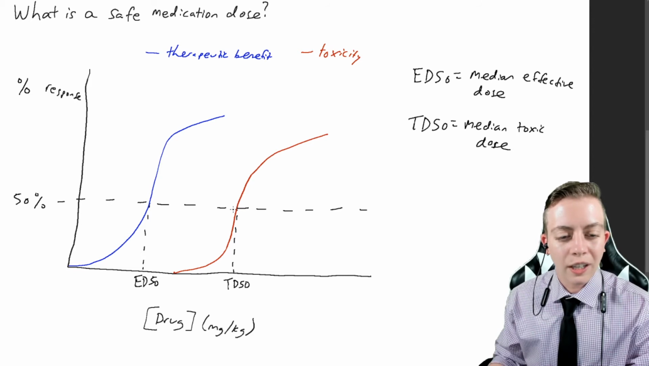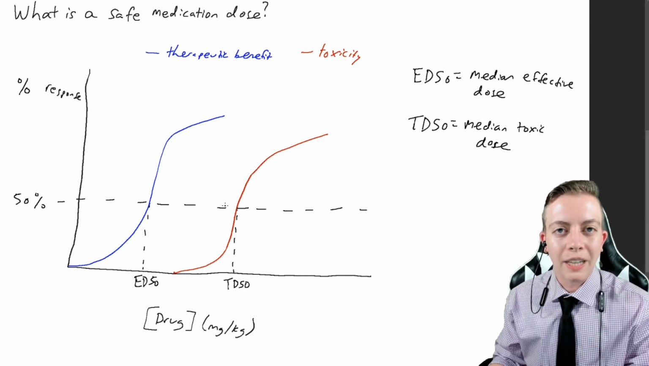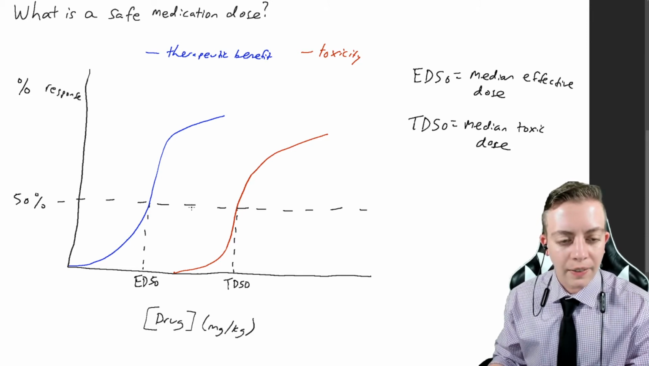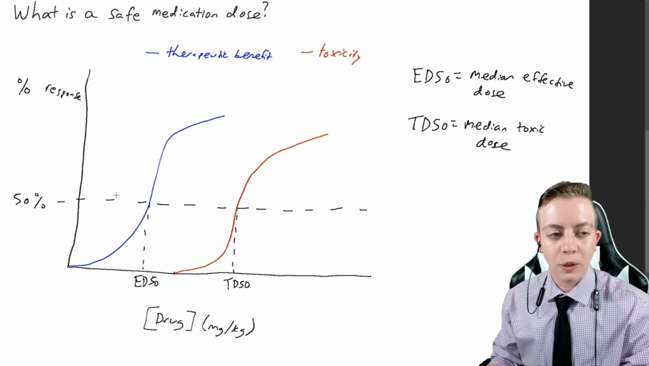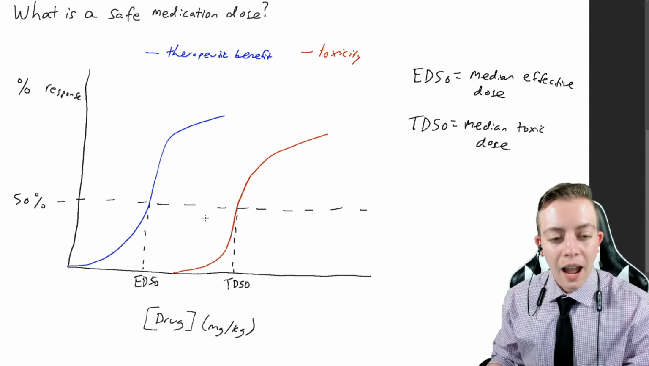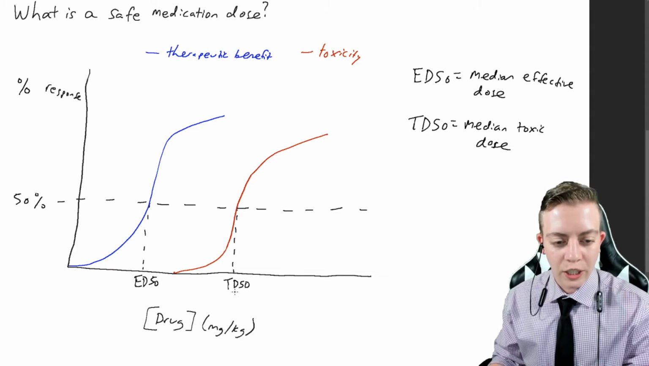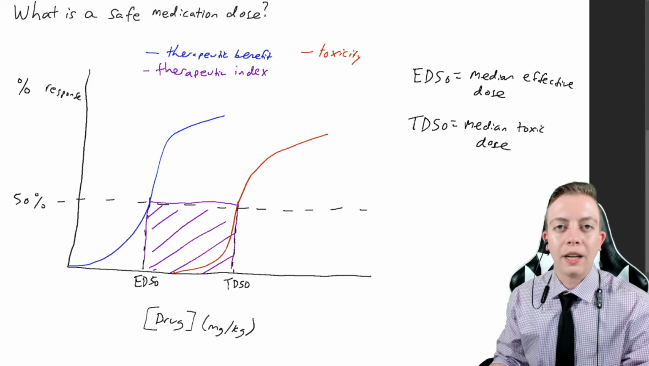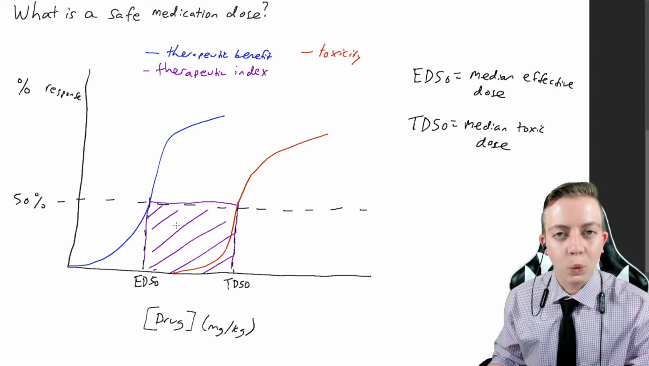This is the drug concentration at which 50% of people will experience a toxic reaction. So notice here, there's kind of a gap between these two. There's a lower amount, usually for 50% of the population to experience therapy, and then a higher drug concentration for them to experience toxicity. And there's this nice little gap here, and this gap we call the therapeutic index. And this is kind of our wiggle room.